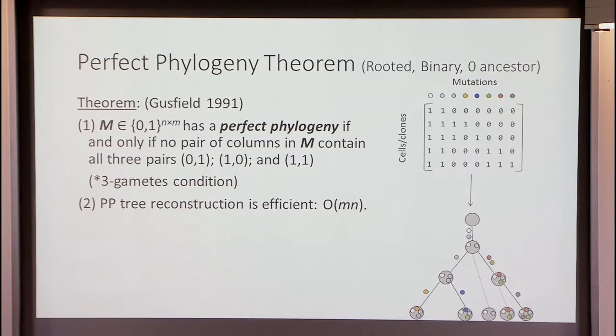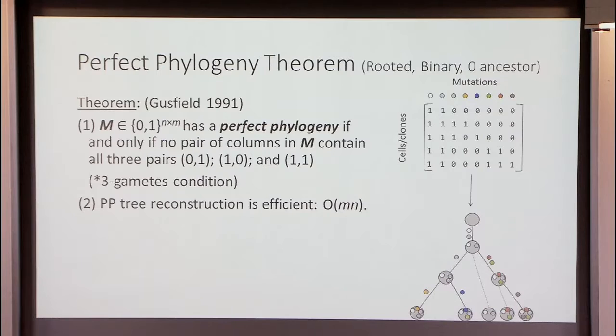Okay, so then there's a nice characterization first telling us, if I give you such a binary matrix, does it exhibit this rooted binary perfect phylogeny? And in fact, all you need to do is check pairs of columns and see that no pair of columns contains all three of these states: 0,1; 1,0; 1,1. So-called 3 gametes condition here. Some of you may know the 4 gametes condition, when you don't have the all-zero root.